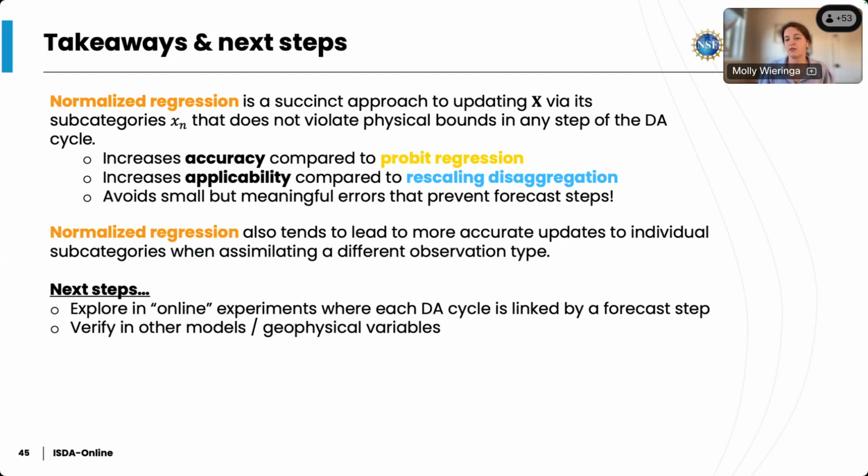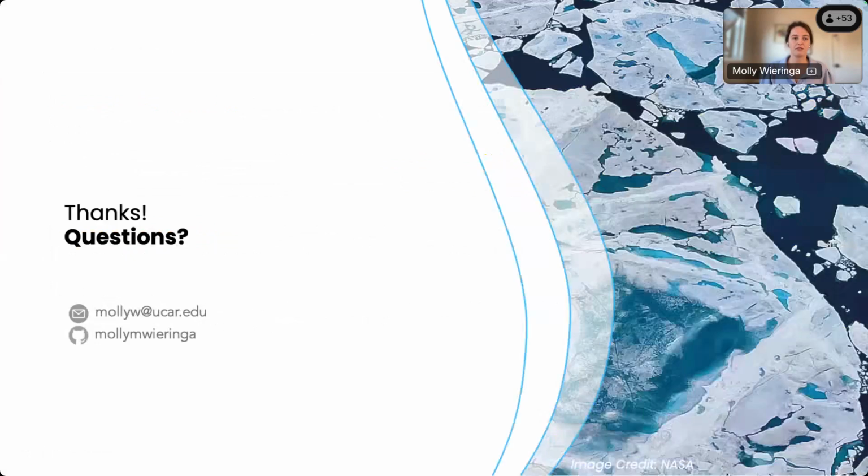Our next steps involve exploring the impact of normalized regression in online experiments where each DA cycle is actually linked by a forecast step and not independent from every other DA cycle, and then verifying this performance in larger models and other geophysical variables. With that, I will say thank you, and I'm happy to take any questions.